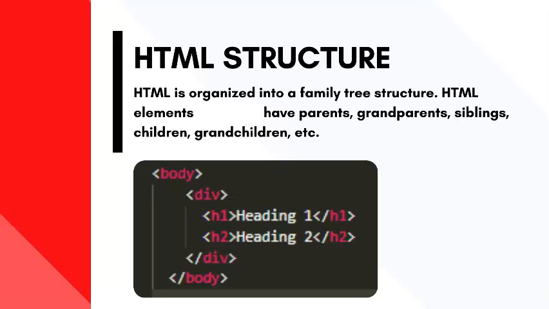Heading 1 is the child of the div element. The div element is the parent of heading 1. Heading 1 is the grandchild of the body element. The body element is the grandparent of heading 1. Heading 1 is the sibling of heading 2. So this is the HTML structure, which can be easily understood with a family tree structure.